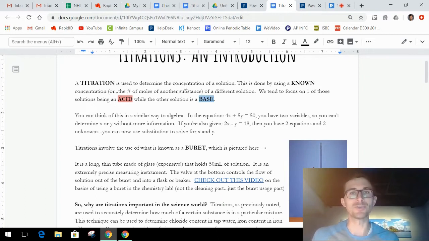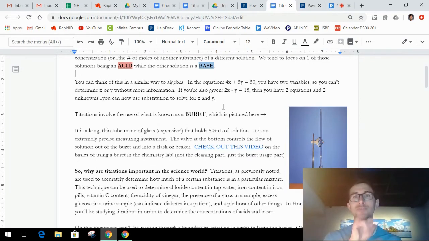The whole purpose is to determine the molarity of a solution. This is done by using a different solution with a known molarity, or a known concentration. I relate it to algebra with two unknowns and one equation. The way that you solve for the two unknowns is you need another equation. In titrations, you have an unknown molarity and a known molarity, and you use those in tandem with each other to figure out the unknown molarity. And the balanced equation is the missing piece for a lot of titrations. We'll get to that eventually.